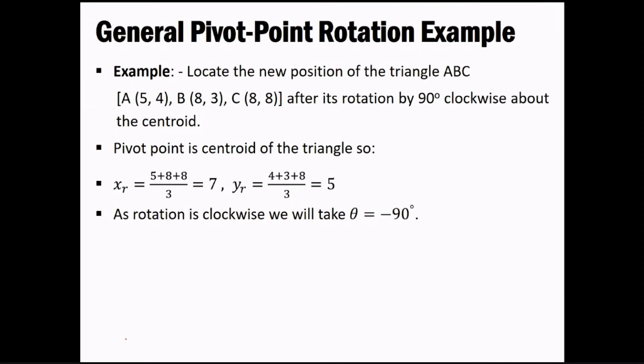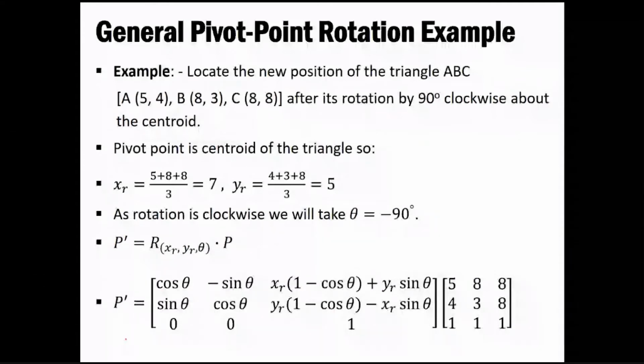One more thing that I wanted to tell you: if the rotation direction, clockwise or anti-clockwise, is not given to you, then you can take anything you want. That is fine. And it says, as the rotation is clockwise, we will take theta equal to minus 90, because it is the clockwise direction. Similarly, for the thing that we have just now derived, you have to put your values over here and put it in matrix form so that you can calculate it in a simple way.